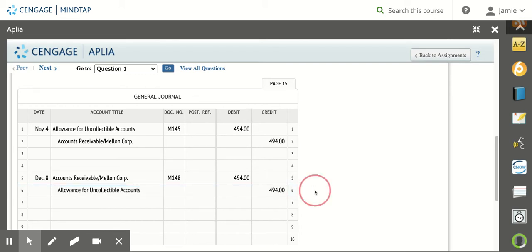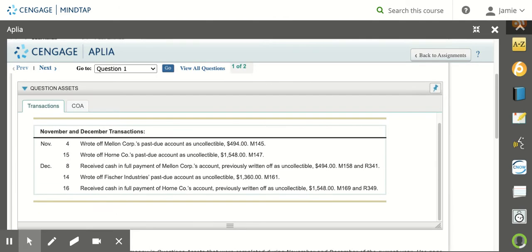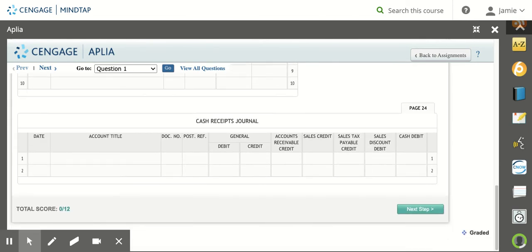So in this transaction on December 8th, we're flipping what we just did on November 4th and putting that money back into the accounts receivable with a debit. Accounts receivable is an asset that increases with a debit. So now that $494 is back into their account. We also need to do the transaction R341 in our cash receipts journal because we received cash.